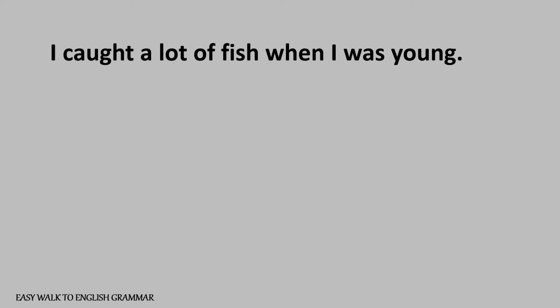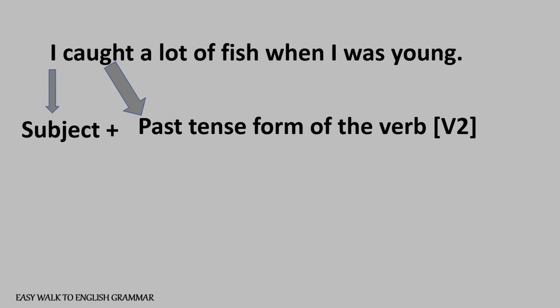So what can we understand from here? This action, caught, regularly happened in the past, and it was like a habit of this particular crocodile. And we can analyze the pattern, the structure of the sentence, and we can see that here also I is the subject, caught is the past tense form of the verb or the V2 form of the verb catch, C-A-T-C-H. C-A-U-G-H-T, caught is the past tense of catch.